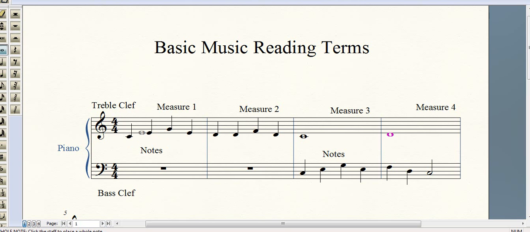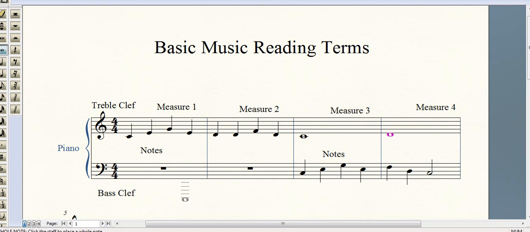Now, one last concept to learn about music reading. This is measure 1, measure 2, measure 3, and measure 4. You see these little lines here. There's a line. There's a line. There's a line. There's a line. These lines divide up any song, any piece of music into small little components.